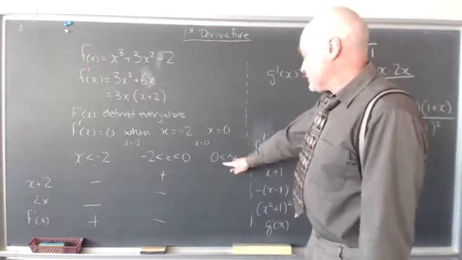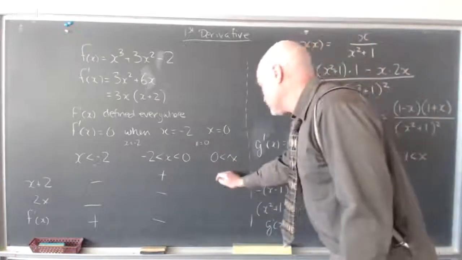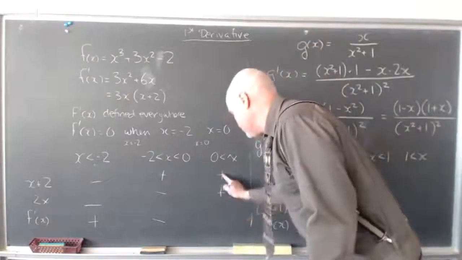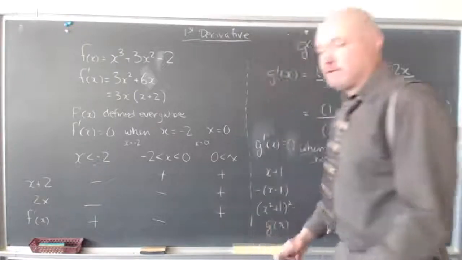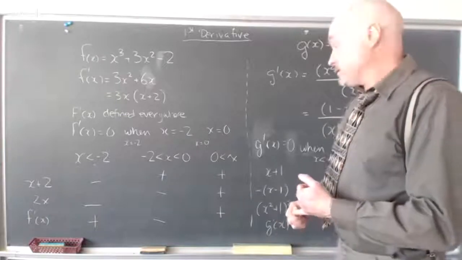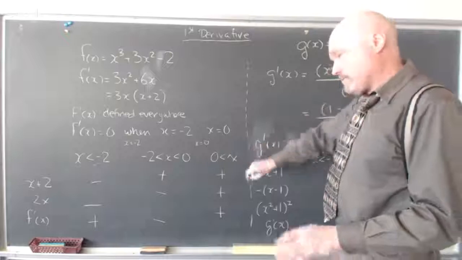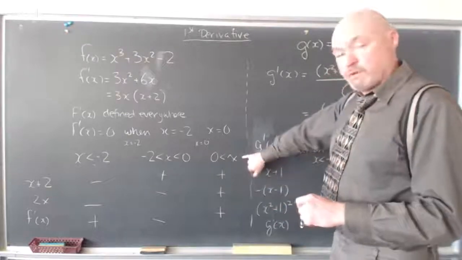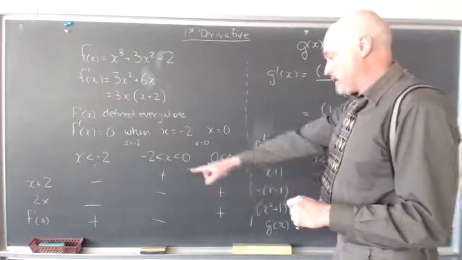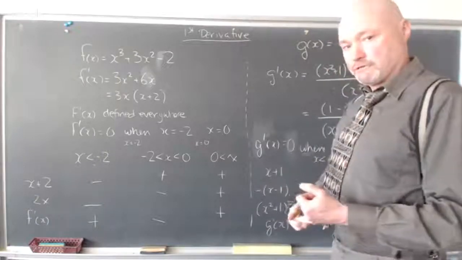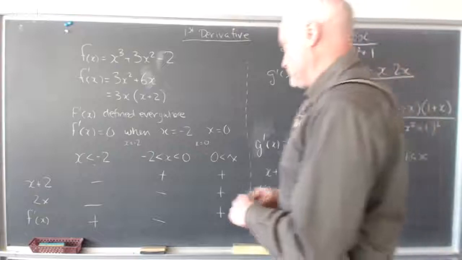Okay, when x is greater than 0, this is positive, this is positive, so the derivative, positive times positive, is positive. So the original function is increasing anytime x is greater than 0. I'd be able to sketch some important features of the original function based on what I know about the value of the derivative in each of those intervals. Okay, let's go over to our second example.